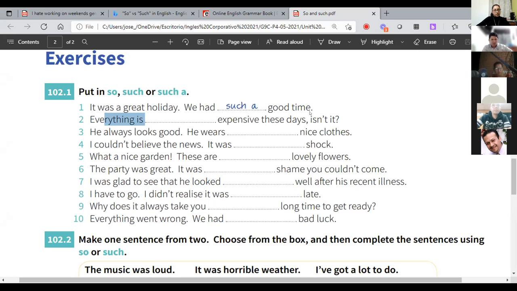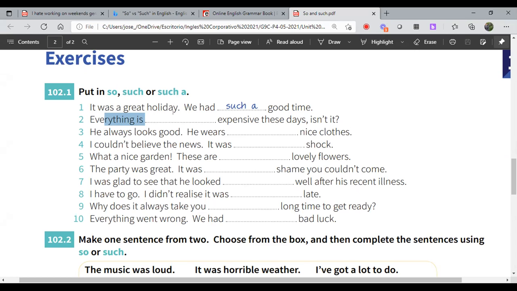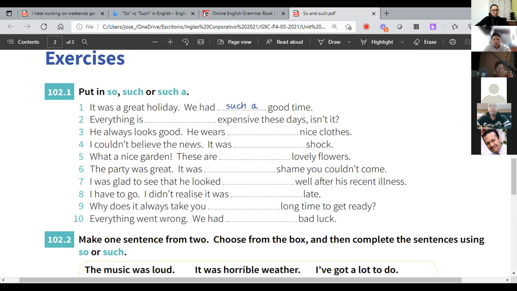All right, thank you so much. So, Miss Karina, is it so or such on this one? It's so. Yes, you're right, because we're saying everything is so expensive. Okay? It's so expensive. No nos estamos refiriendo a estos días, sino que nos estamos refiriendo a todo. Everything is so expensive these days. And I agree, right? Good, thank you so much. What about number three? Somebody else. He always looks good. He wears?